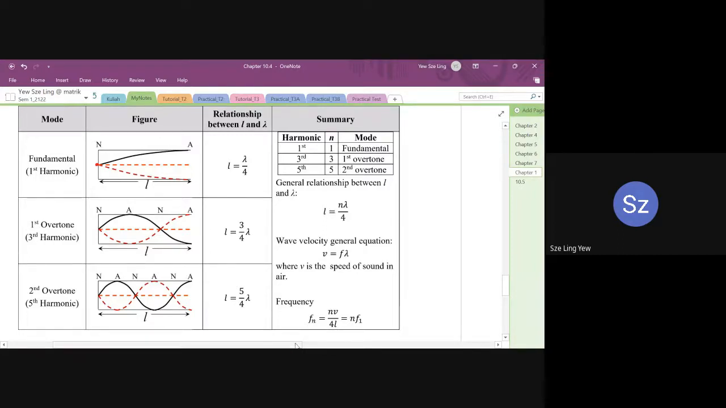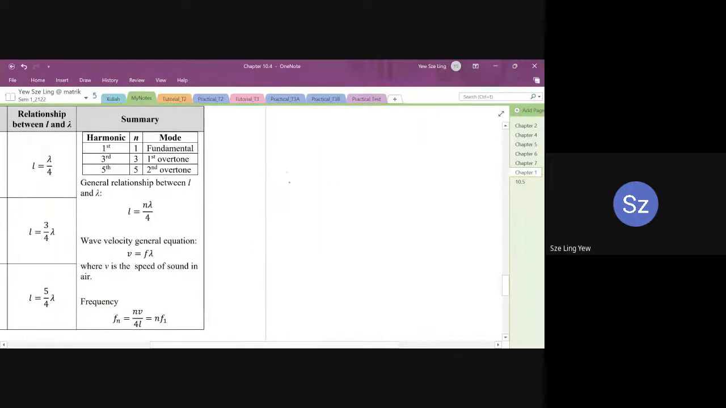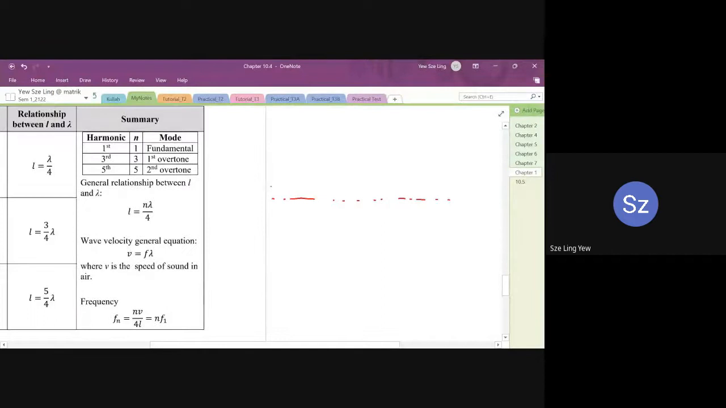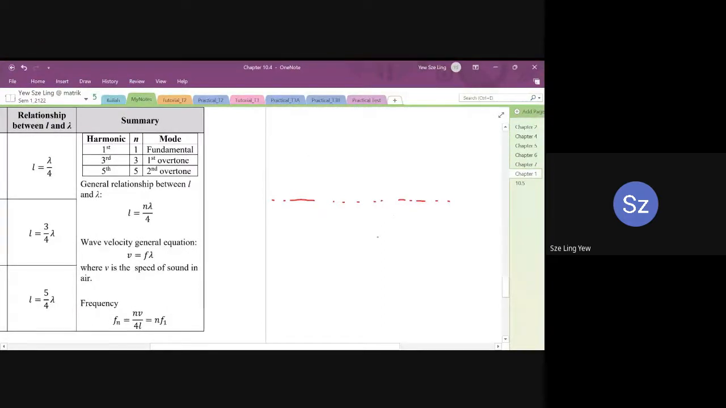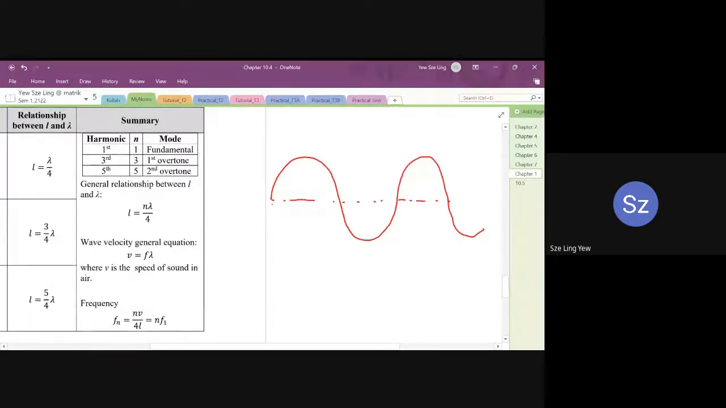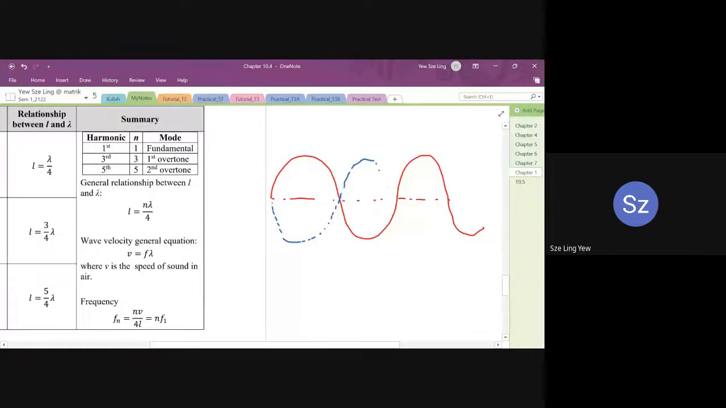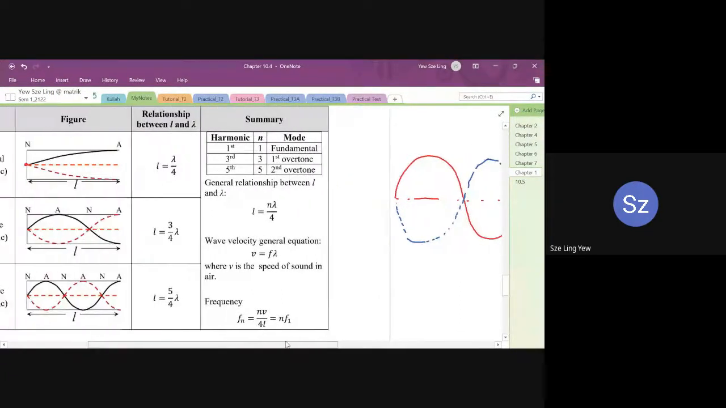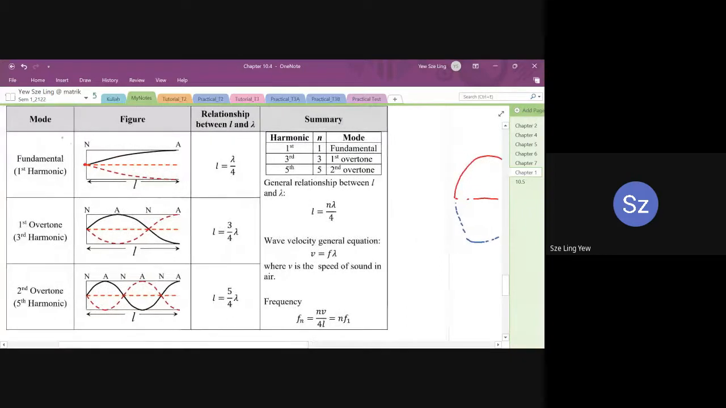Again, if you start from a standing wave, this is against your equilibrium position. This is your standing wave, and this is a reflected wave. You blow the instrument, it generates a wave, and then it is reflected by the closed end. Now we want the shape that gives us a node and an antinode, the shortest length that gives us a node and an antinode.